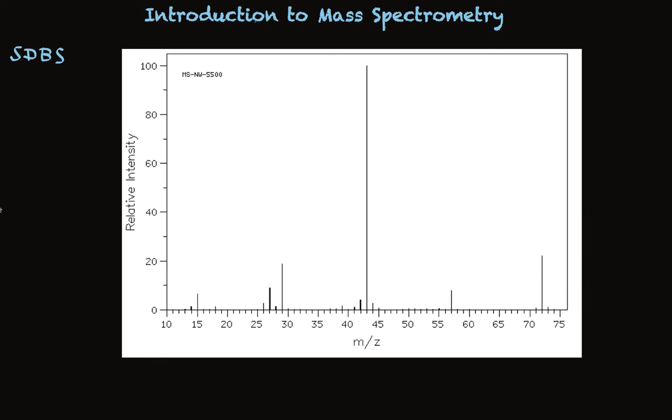These organic spectra can be found on the web, and the access is free. I highly recommend using this if you need spectra for organic compounds. This is a mass spectrum for a compound we call 2-butanone.